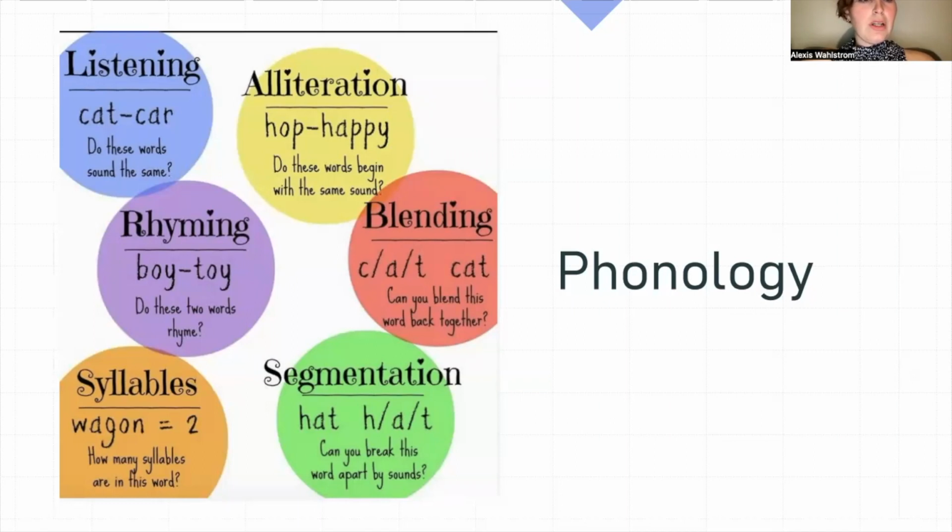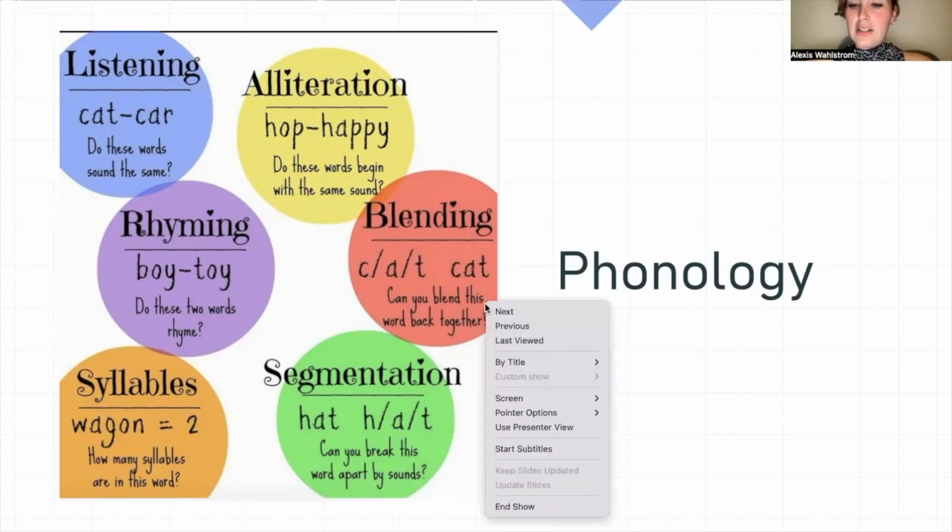So, for example, you could ask a student the two words cat and car and ask if these words sound the same, if they're hearing that same k sound. If you're looking at rhyming, you could say the words boy and toy and ask, do these two words rhyme? When we look at syllables, you could look at things like the word wagon, and this could be how many syllables are in wagon. So let's clap it out. Wagon. And there are two.